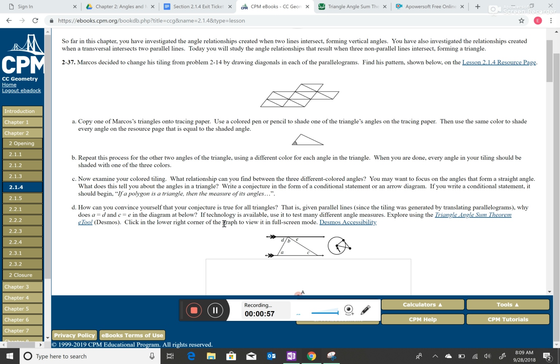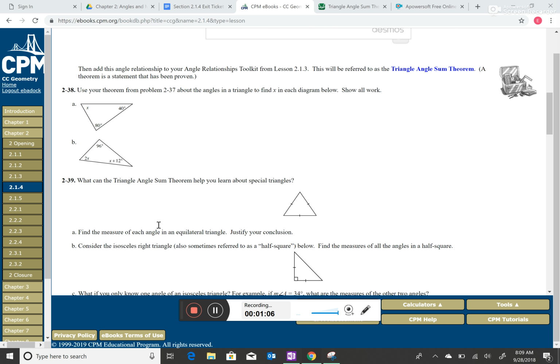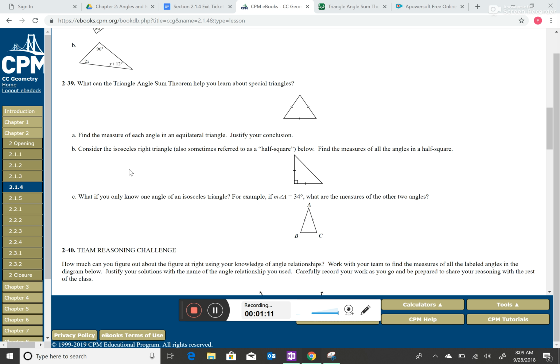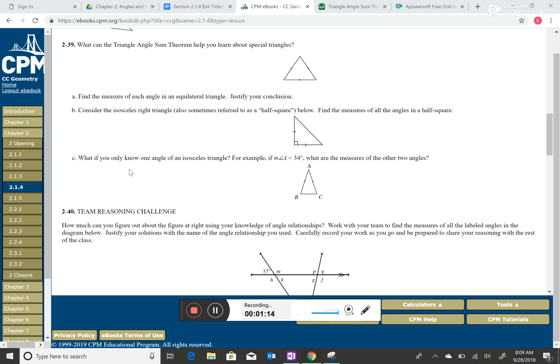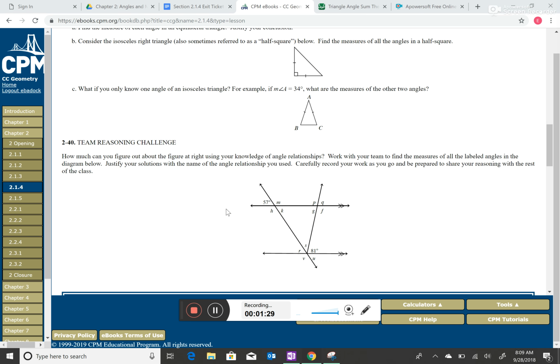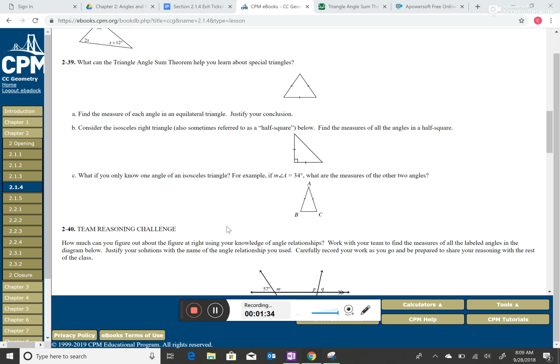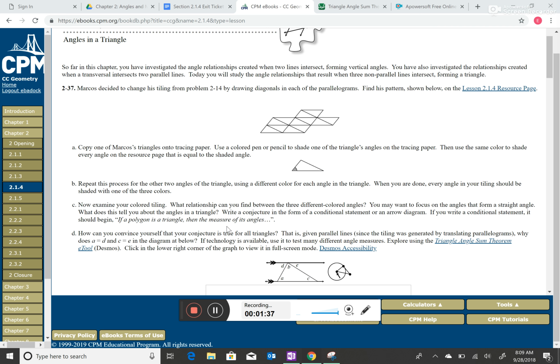So if you go back to the tiling problems we did in the last sections, it's very similar to that. So you're just going to go through and answer those questions. And then 38, you're going to use the theorem that we're going to talk about here shortly to figure out what x is equal to. Then you are going to learn some qualities about special triangles, about an equilateral triangle, about isosceles right, and then just a normal isosceles triangle. And then you guys have a little team reasoning challenge. So that's what Monday's class is going to look like. You're going to go through those 4 problems. I think it's probably going to be a pretty quick lesson for you guys. But let's go ahead and jump in.